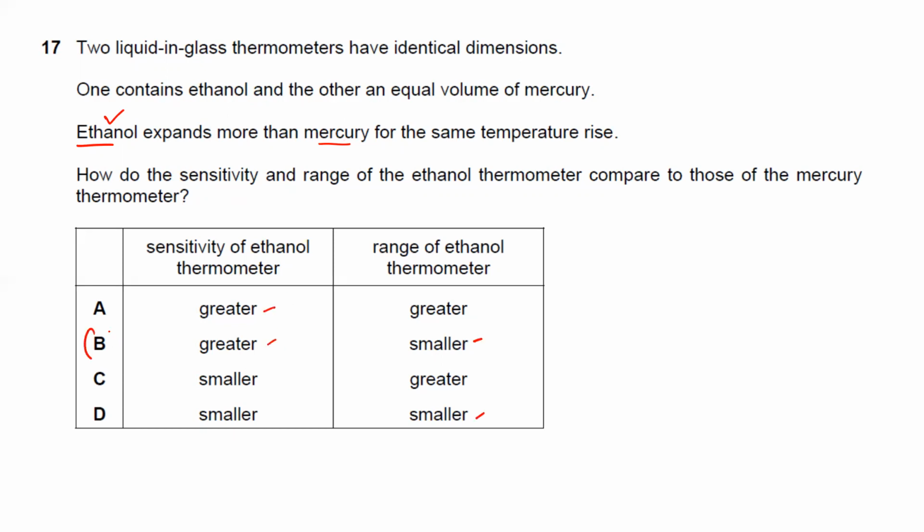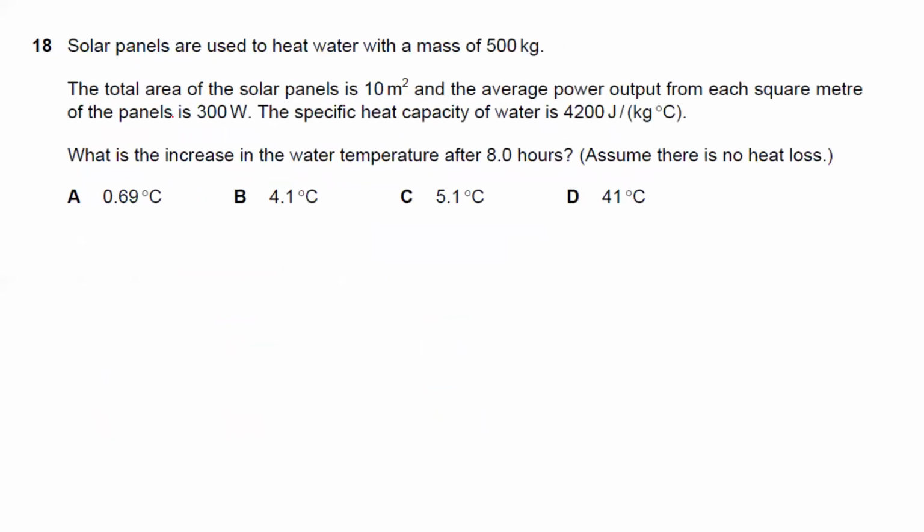So answer B is the right choice we have. Next question. It says solar panels are used to heat water with a mass of 500 kg. Total area of solar panels is 10 meters square. The average power output from each square meter of panels is 300 watts. The specific heat capacity of water is 4200 joules per kg degree centigrade. What is the increase in water temperature after 8 hours?